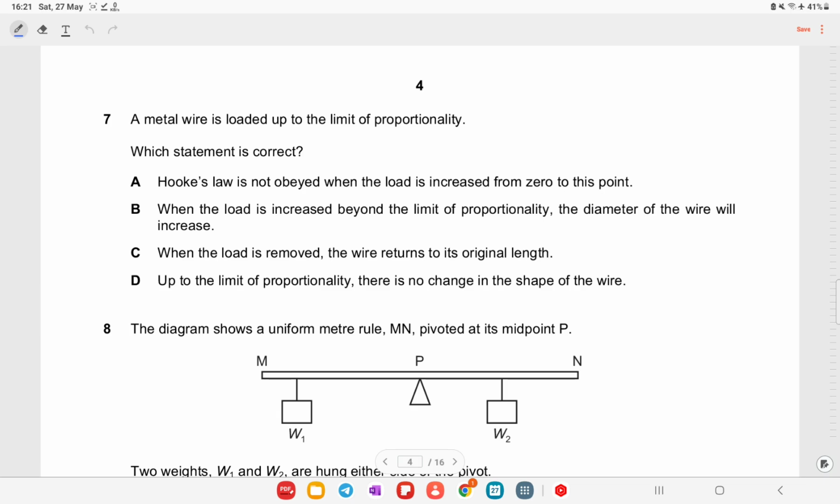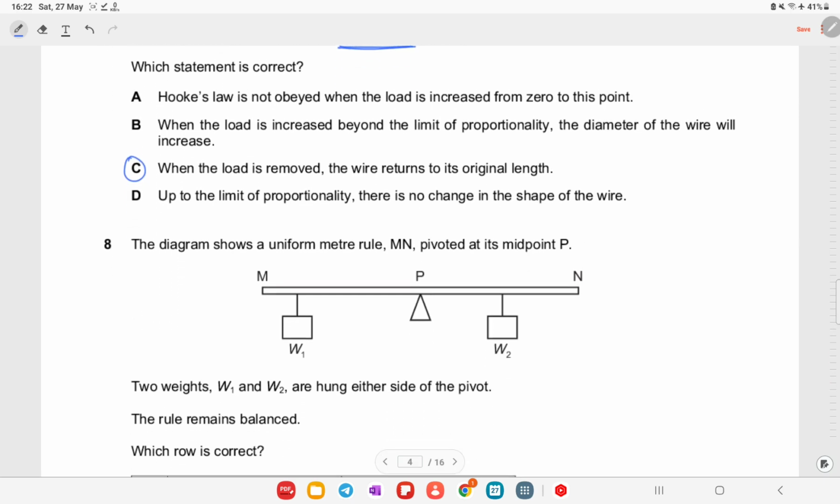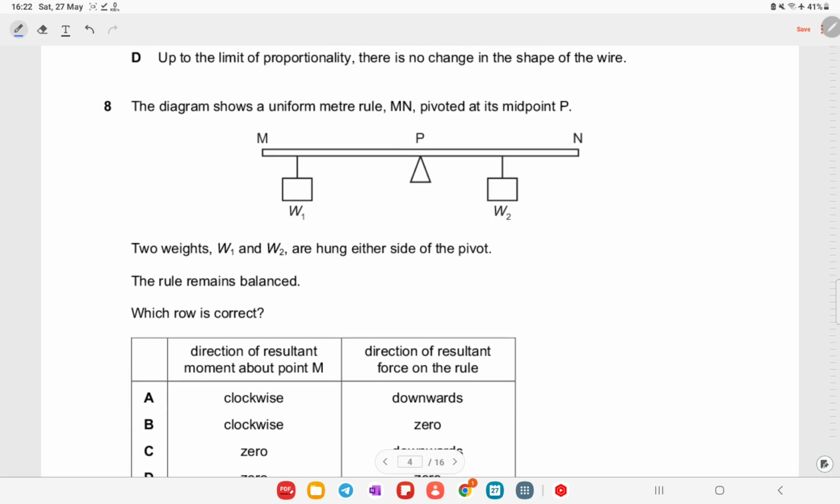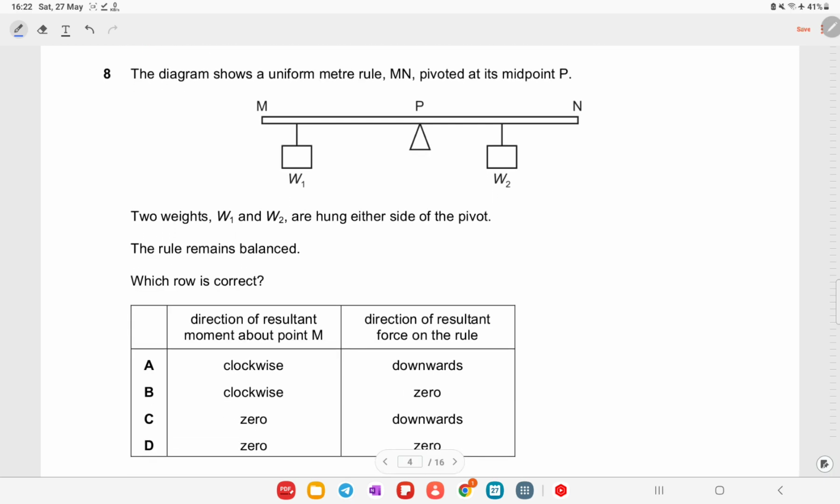When the load is increased beyond the limit of proportionality, the diameter of the wire is increased. When the load is removed, the wire returns to original length. Up to the limit of proportionality, there is no change in the shape of the wire. So option C is going to be the right answer, because this is Hooke's law, and whenever you remove the weight, the object is going to come back to its original position.